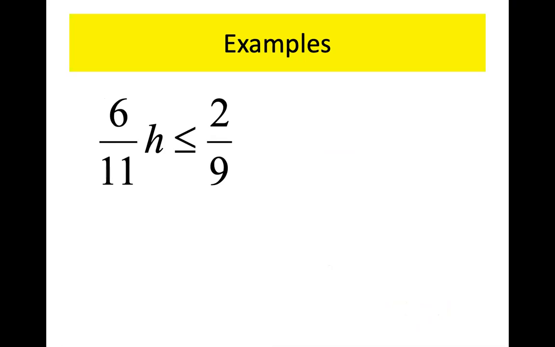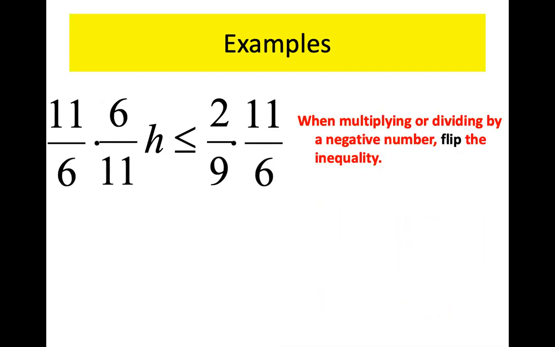Notice what's attached to the variable: 6/11. That is what we're going to multiply both sides by, flipped. I'm going to flip 6/11. That's what I'm multiplying. I did not multiply both sides by a negative number, so I don't need to flip the inequality. On the left side, everything cancels.